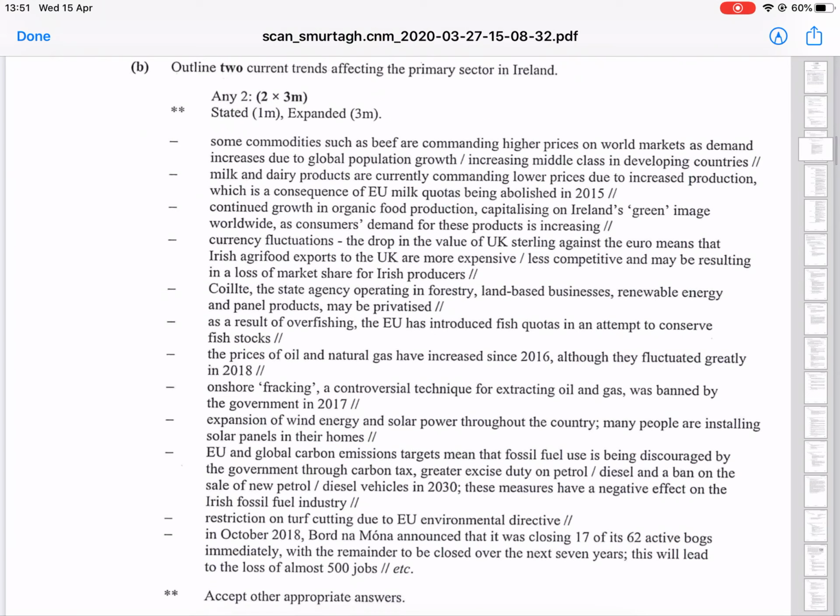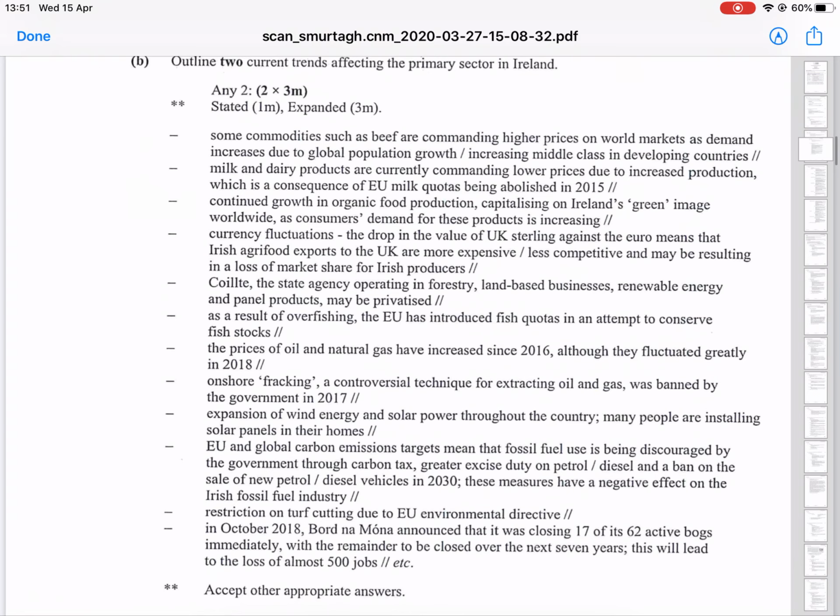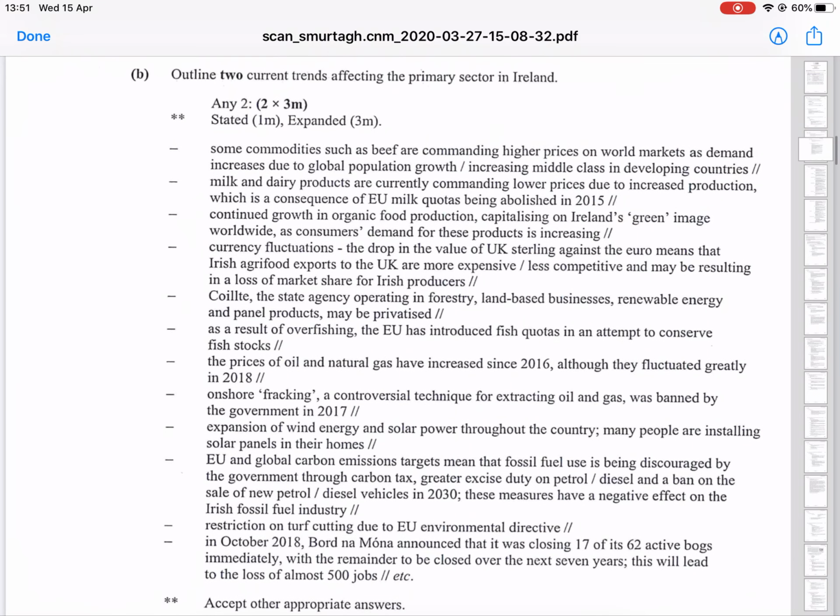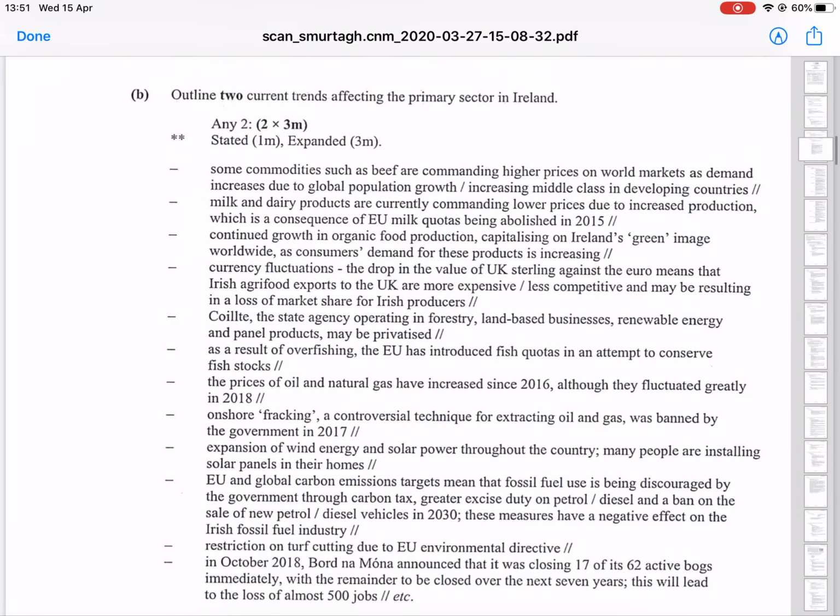There are other things like the quotas on the fish, the expansion of wind energy and solar power. We talked about that in class. Solar panels in houses are now more evident. There are lots and lots of examples in that particular marking scheme. So guys, there are the solutions to the short questions.